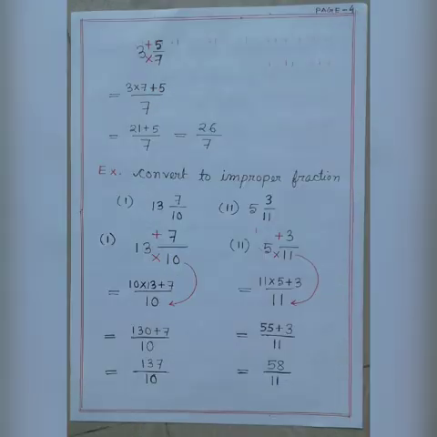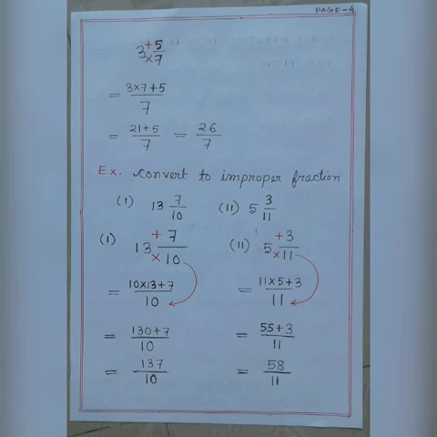We have 3 and 5 by 7. So what we shall do? We shall multiply the whole number 3 by the denominator 7 and then add numerator 5 to the product. So 3 into 7 plus 5 divided by the denominator 7. 3 into 7 is 21 plus 5 by 7, which is equal to 26 by 7.